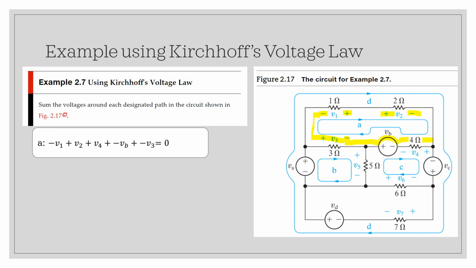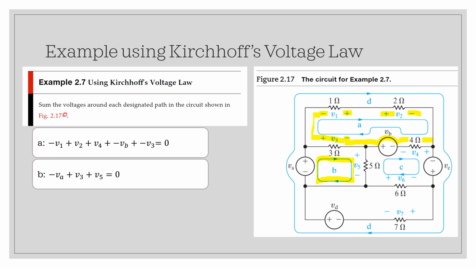Now let's look at this path. We'll start here. We're entering at the negative terminal of the voltage source and exiting at the positive, so that would be minus V sub A. The 3 ohm resistor, we're entering at the positive, leaving at the negative, so that's plus V sub 3. The 5 ohm resistor, we're entering at the positive, exiting at the negative, so that would be plus V sub 5, and we completed the loop, so that is equal to 0.